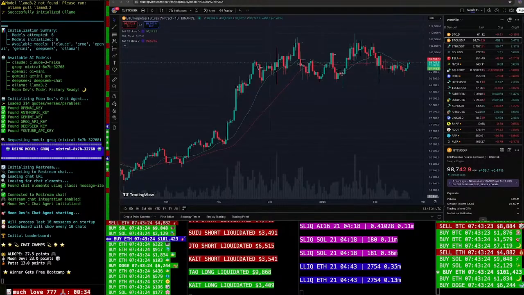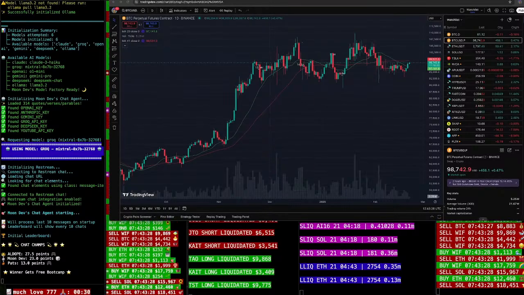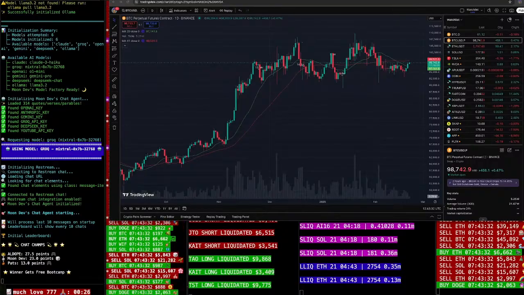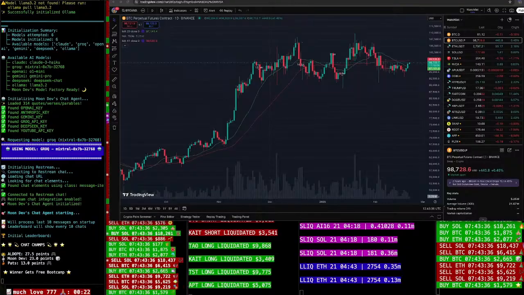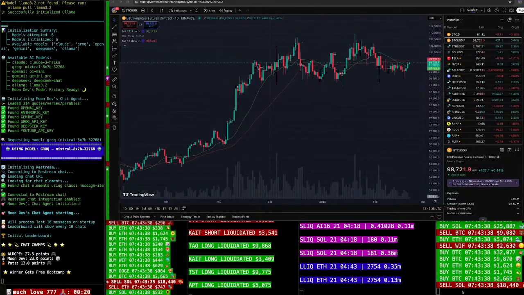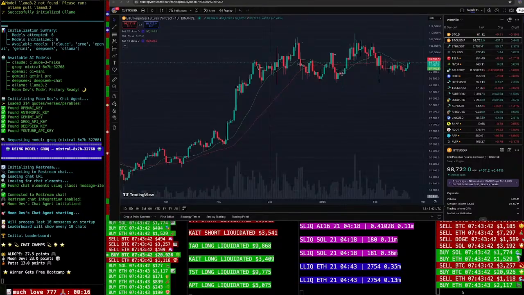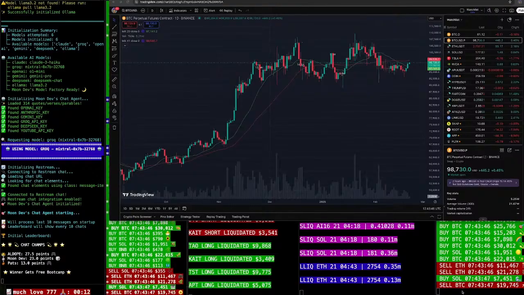All right, so I want to show you how to actually build an automated trading bot here in 2025. No funny business. Let's get straight to it. What is an automated trading bot? First off, an automated trading bot is a bot that trades your strategy automatically without human intervention.